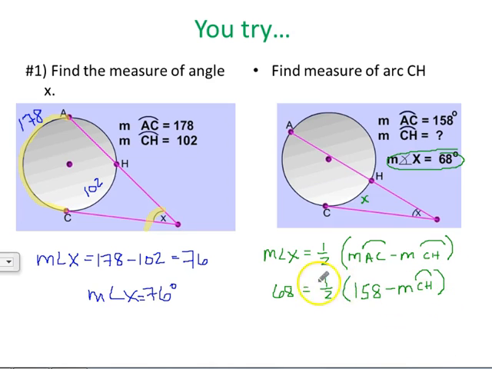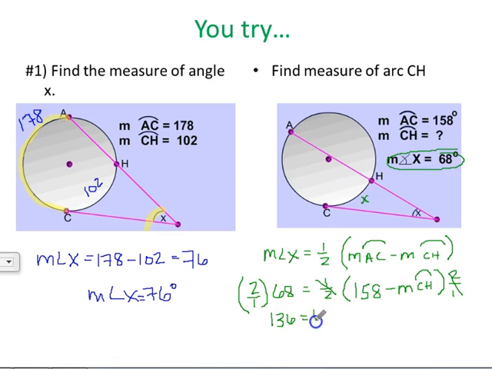Alrighty, so the first thing we want to do is get rid of this 1/2 on the right side of our equation. So the easiest way to do that is just to multiply each side of our equation by 2. And that cancels out that 1/2 on the right side of our equation. Then we're going to take 68 and multiply it by 2. And the 68 times 2 is 136.